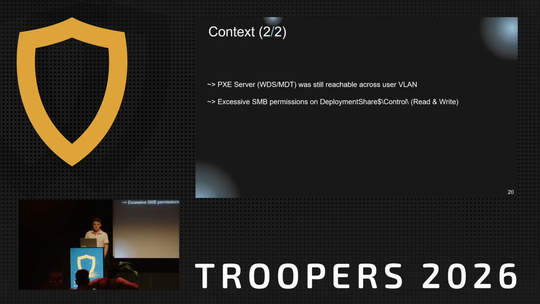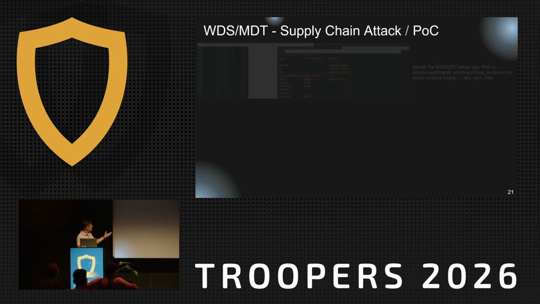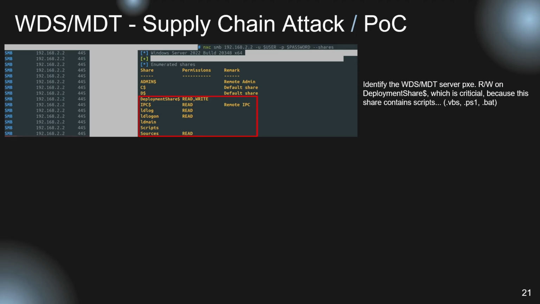The PXE server, in this case WDS and MDT, was still reachable across the user VLAN, and excessive SMB permission on the deployment share, read and write, was effective. So I thought that maybe I could create a supply chain attack. So that's what I did. I identified the WDS server, and read-write was available on the MDT deployment shares.